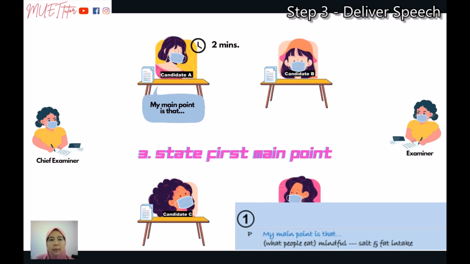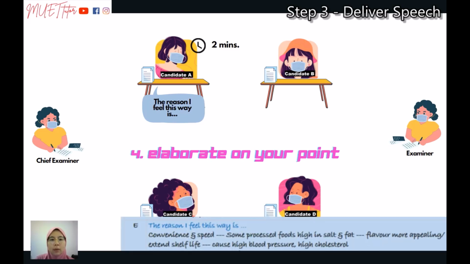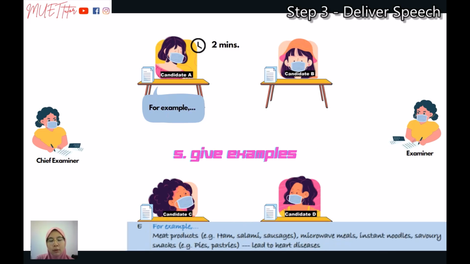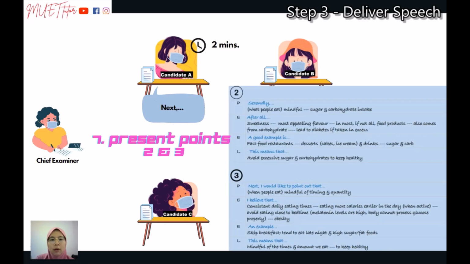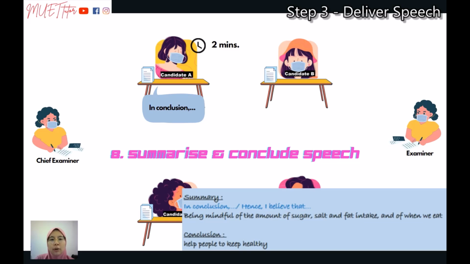State your first main point, and then give reasons or explanation to convince your audience of the validity of your point. Next, give examples to make your point clearer, and then conclude the point. Repeat the PEEL steps for points 2 and 3. Don't forget to pause a second before you start your new point. And when you've presented all 3 points, summarize all the arguments you've made so far and conclude your presentation.